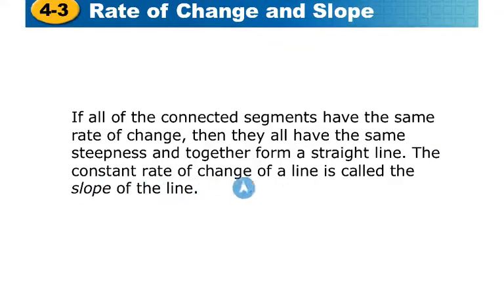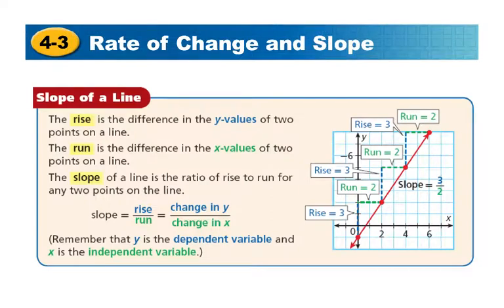So the constant rate of change is then called the slope of the line, because it won't change as long as it is constant. So looking at this line, hopefully you can see that between each of these points, we end up going up and over the same amount. Up 3 over 2, up 3 over 2, up 3 over 2, and that is what we call the slope.